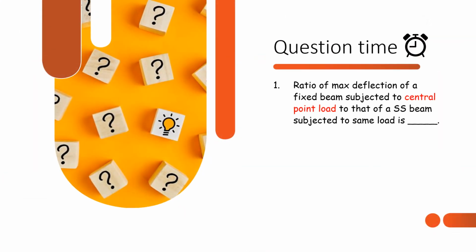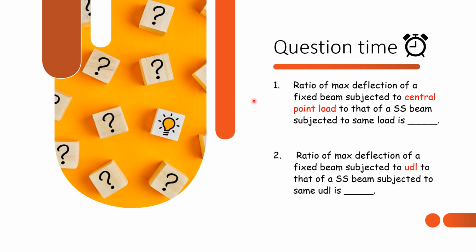And the question for you is the ratio of maximum deflection of a fixed beam subjected to central point load. Fixed beam subjected to central point load, what is the maximum deflection? And in the same way, what is the deflection in the simply supported beam? So what is the ratio between them? That we have to find out. So please comment your answers in the comment section.